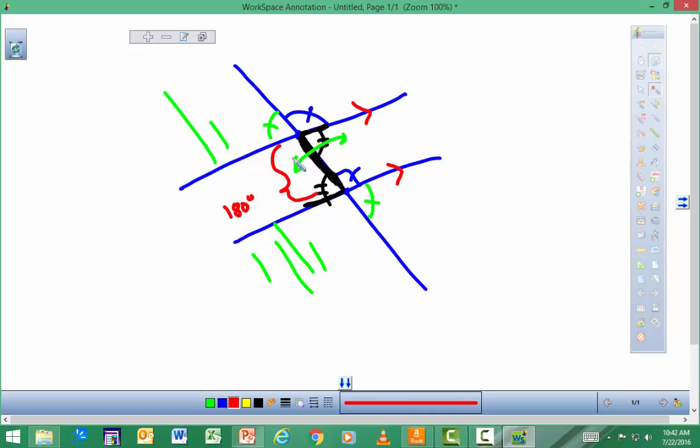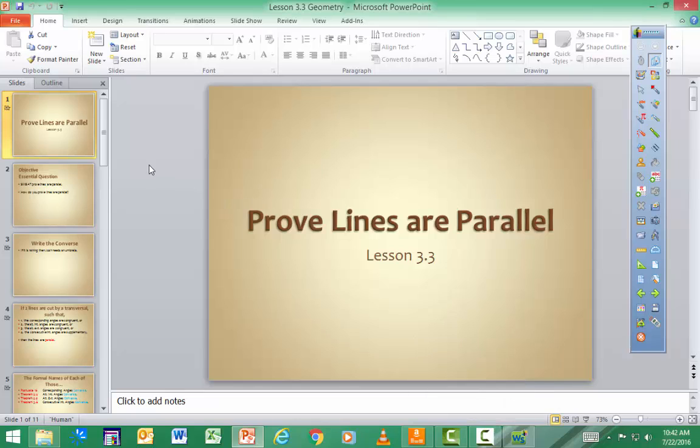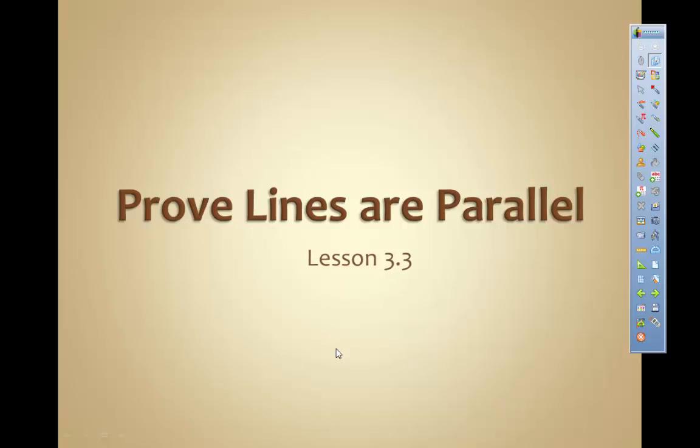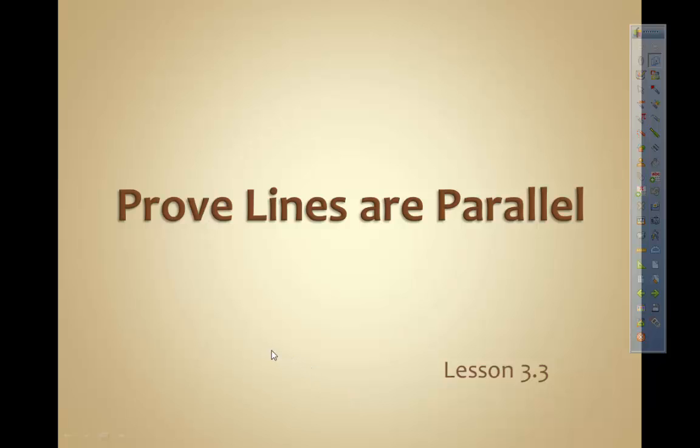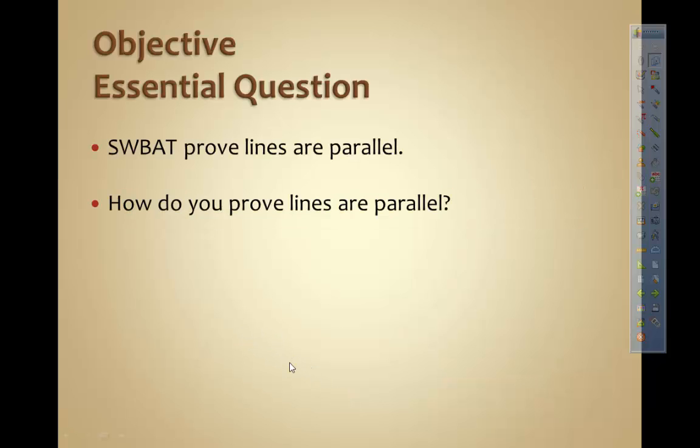And that's all this lesson is. I mean, basically, in some sense, we're done already. But we'll go through it a little more slowly and do some problems along the way. So let's get started. Lesson 3.3, prove lines are parallel. So our objective, students will be able to prove lines are parallel.